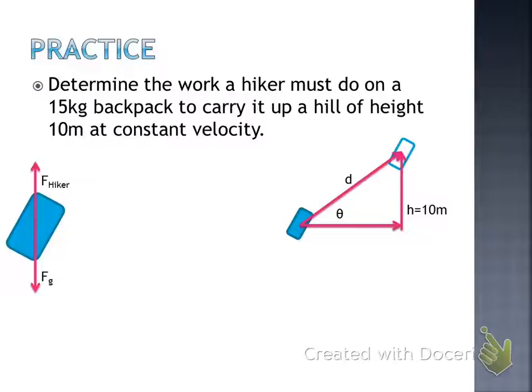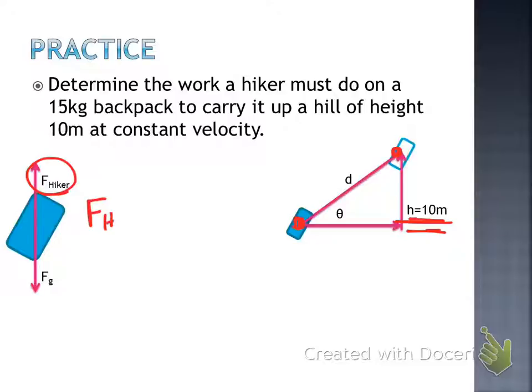Okay? So if we want to find the work done by the hiker, what's the displacement of the backpack from where it started to where it ended? What's the displacement? 10 meters, right? We only care about the height because what's the force that he's applying? Is it vertical or horizontal? Vertical. That means we only care about the vertical height that the backpack travels. We don't care how it got up the hill. We just care about the fact that it ended up 10 meters above where it started. Okay? So the work done by the hiker goes with this force done by the hiker.